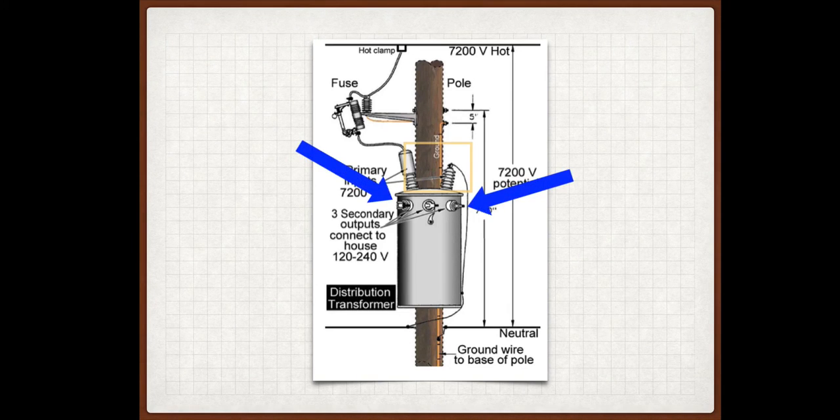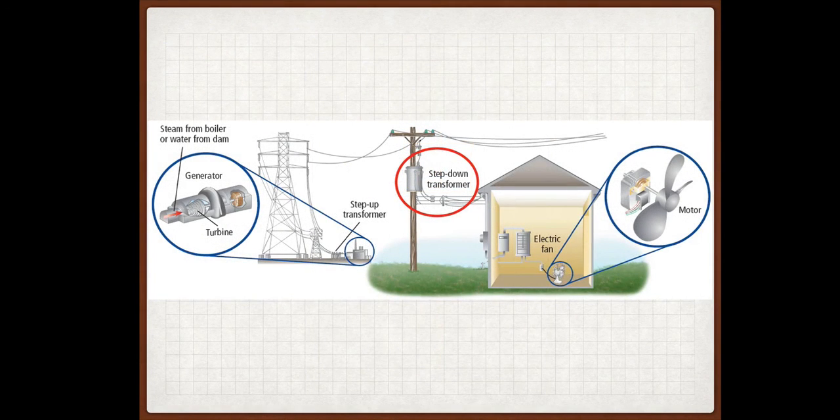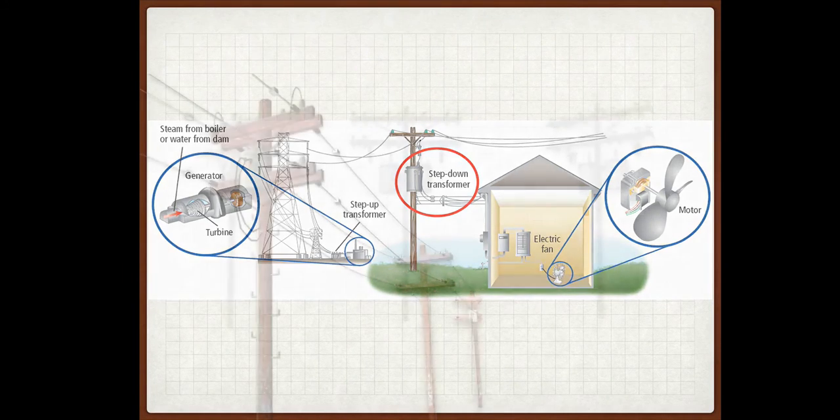These secondary outputs, the secondary coil will be much less than the primary, stepping down the amount of voltage to a much more manageable 120 to 240 volts for your common house. So this is a step-down transformer, and these are applied to your everyday neighborhoods, where and how the power lines are stepped down to produce power for your appliances at home.